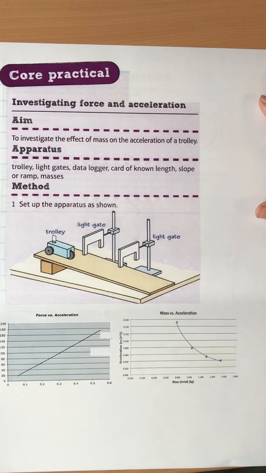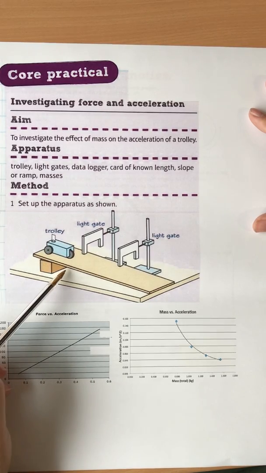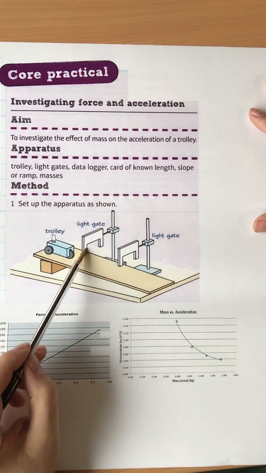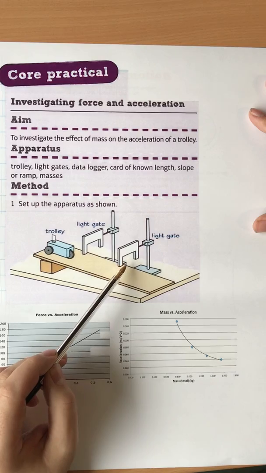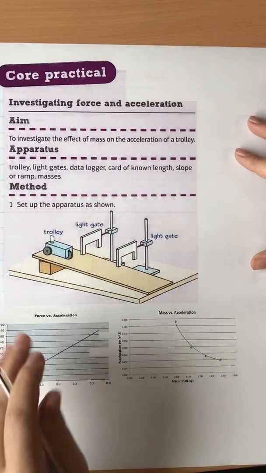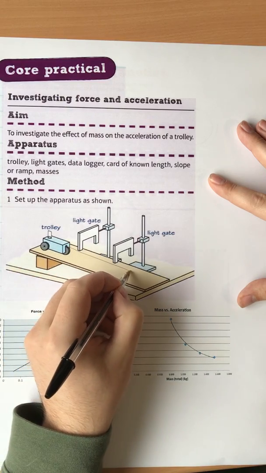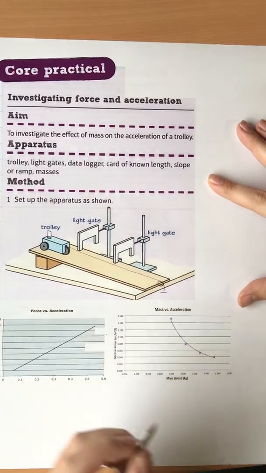So let's start with investigating how force affects the acceleration of a trolley. If you have a trolley down a ramp, you'll have these light gates. These light gates will measure its starting speed, its final speed, and the time it takes to travel between the gates. Hence, it will calculate its acceleration. How we vary the force on it is you will have a string attached to the trolley with a pulley at the end, and the forces will be acting here.